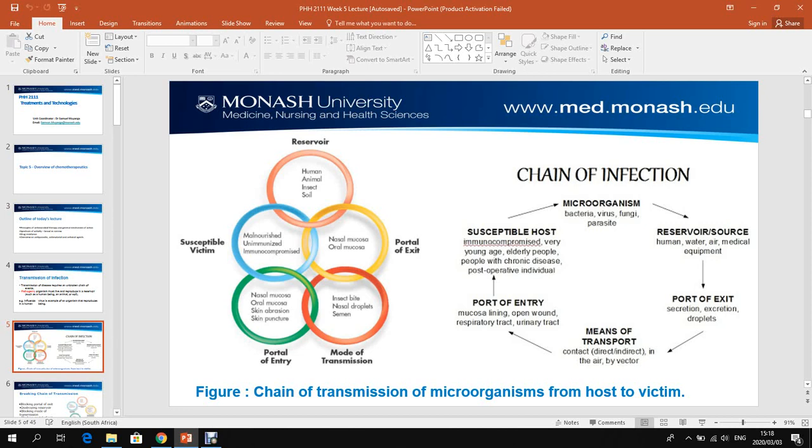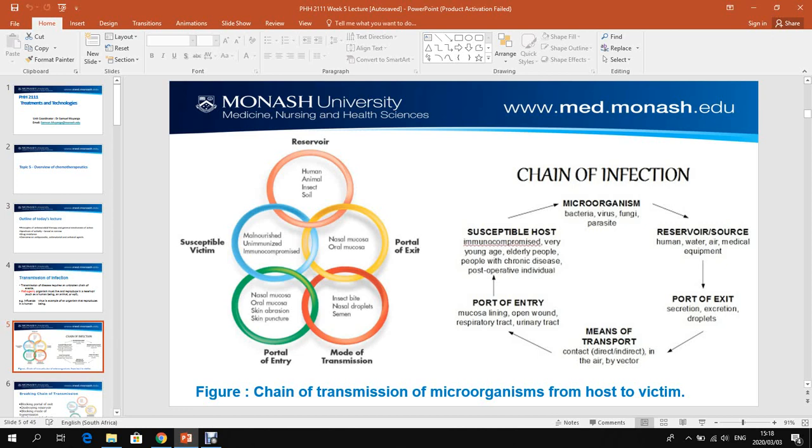And once the microorganisms find themselves in the nose mucosa, there are specific receptors where they bind and find entry into the body. Or it can be oral mucosa through the mouth, or skin abrasion, where skin is basically opened by way of an injury, or it can be skin rupture. So these are some of the ports of entry on a human body. What is also important is that such a human body must be what we call a susceptible victim.